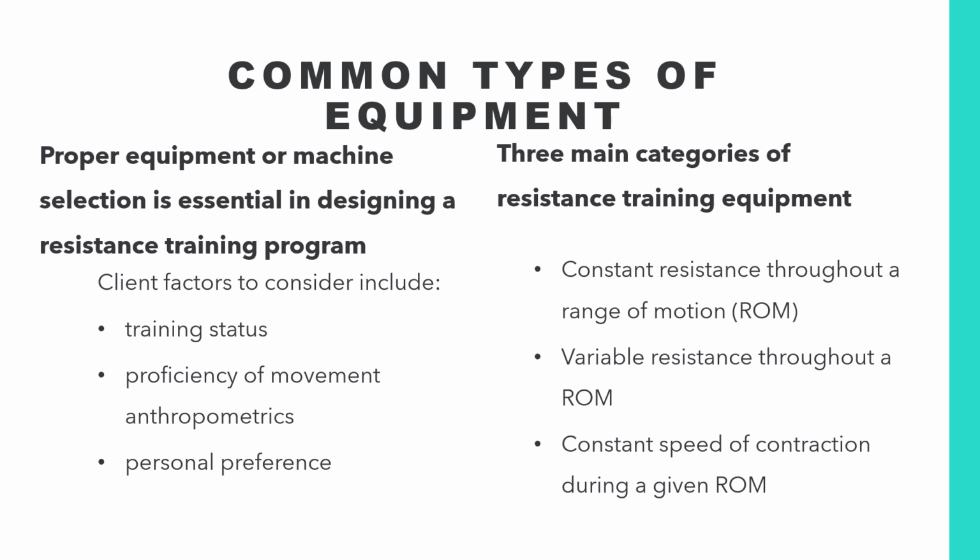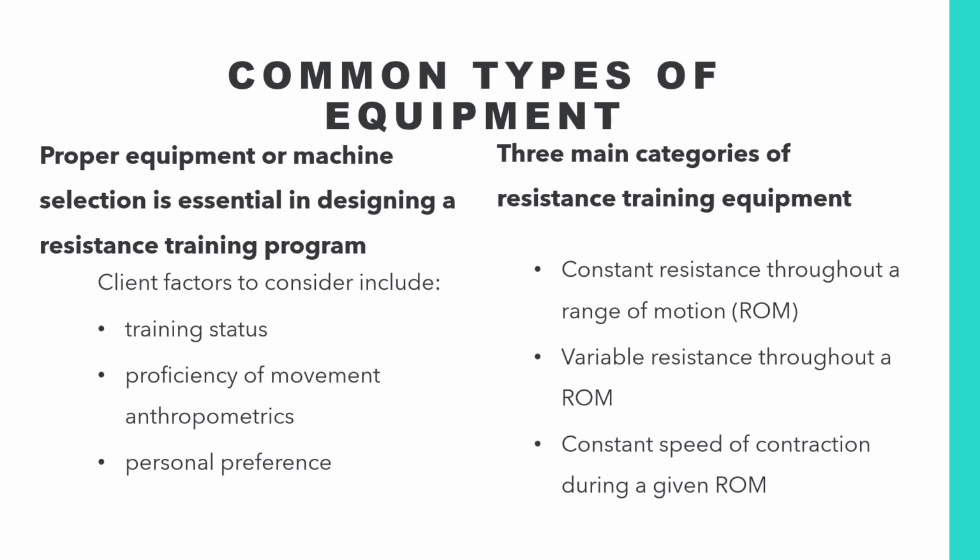Proper instruction and supervision are crucial to ensure safe and effective use of the chosen equipment. Combining different equipment types within a resistance training program can offer a variety of exercises, target different muscle groups, and provide progressive overload. It's essential to design a program that meets the individual's specific needs and promotes proper technique, safety, and long-term progression towards their goals.